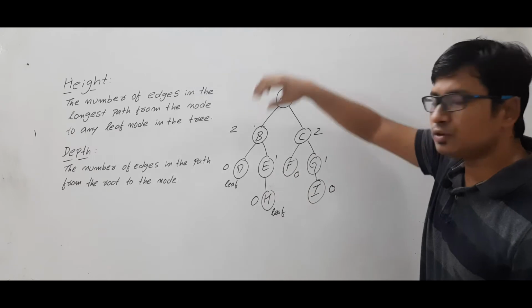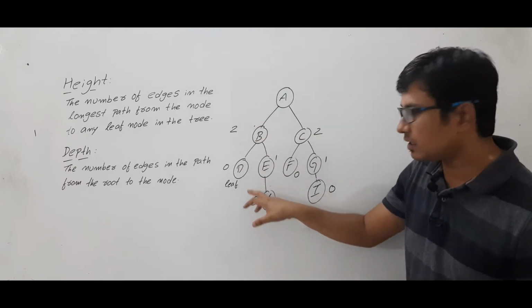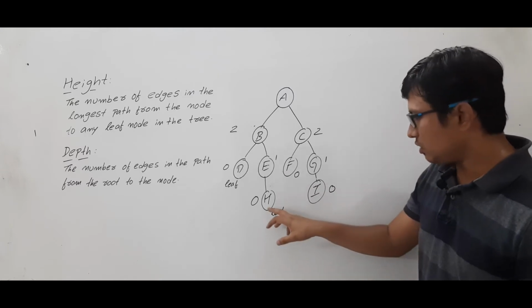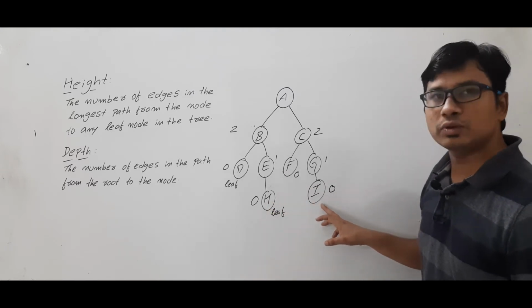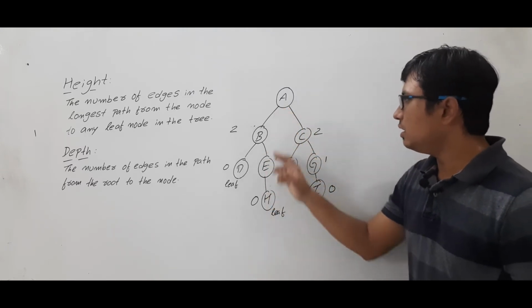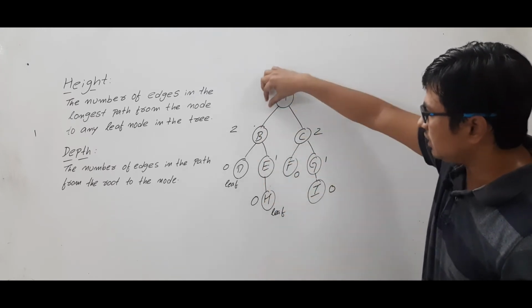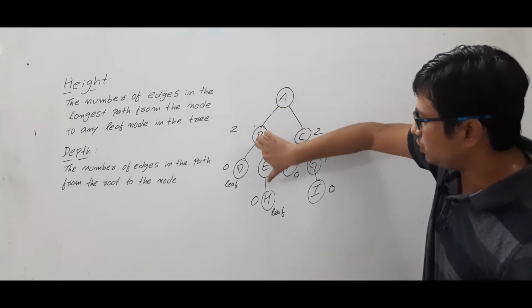Because how many leaf nodes are there in this binary tree? 1, 2, 3, 4 are there. So either you can choose this one or this one, because both have the number of edges as 3. So if you take I, then the number of edges is 1, 2, 3.